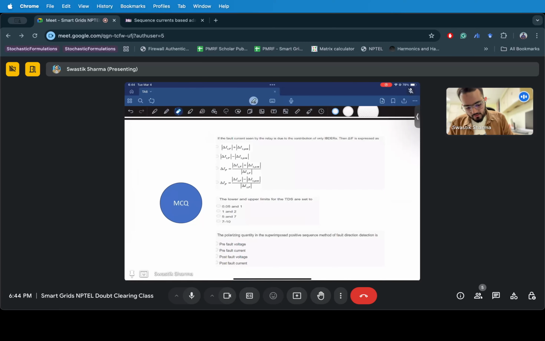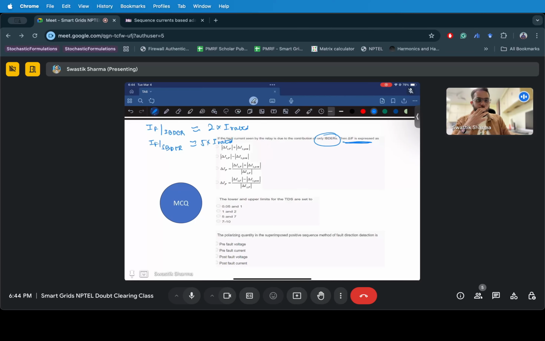The first question is: if the fault current seen by the relay is due to the contribution of only IBDRs, then delta IF is expressed as. I told you IBDRs and SBDRs both contribute differently. IF from IBDR is 2 times the rated current, and IF from SBDR is 5 times, right?